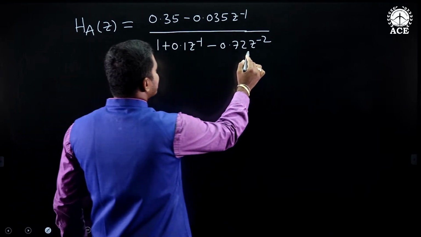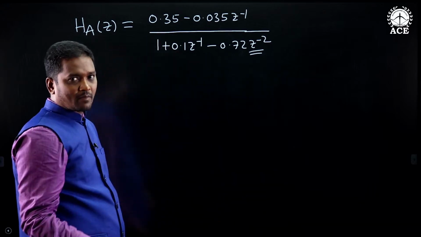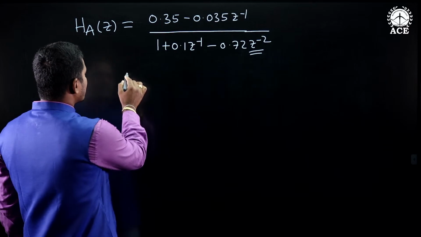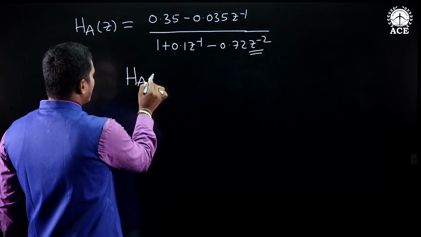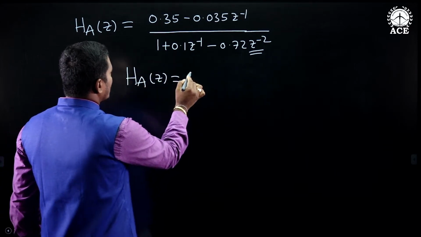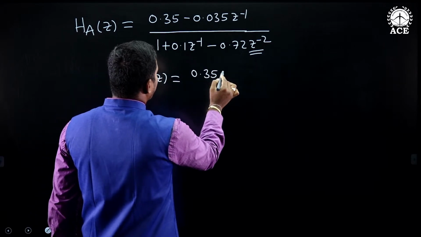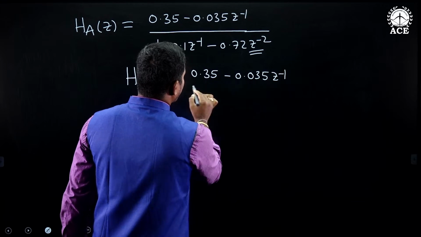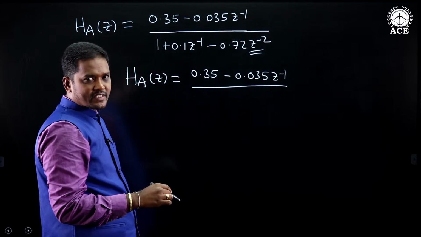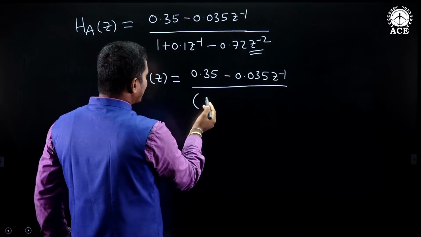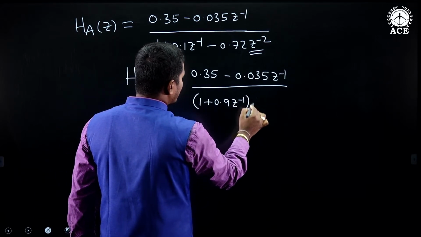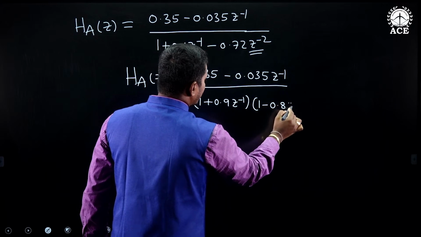Now, convert this second order polynomial to first order polynomials. Just now how I told, find the roots. In that way you find the roots. Then HA of Z is equal to 0.35 minus 0.035 Z inverse by, you follow the previous procedure for finding the roots, or here I am telling the new logic. See here, 1 plus 0.9 Z inverse into 1 minus 0.8 Z inverse.